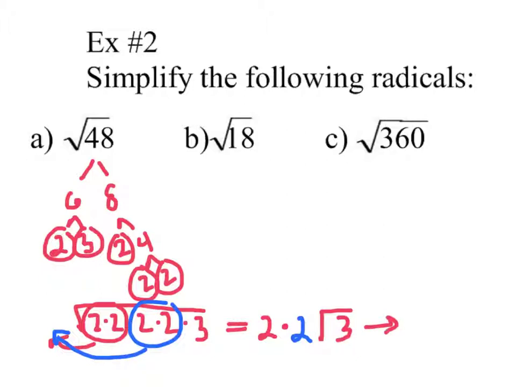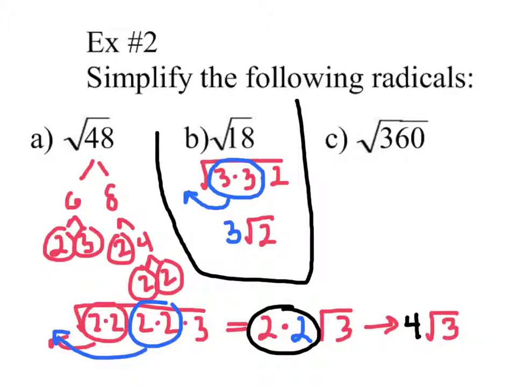This can simplify then by multiplying the 2's together to give me 4, and then I have the square root of 3. Pause the video and try the square root of 18 on your own. Did you get 3 square roots of 2? We have the 18 factored into 3 times 3 times 2 under the radical. The two number 3's sneak out together as a single 3, and then there's nothing left to multiply.